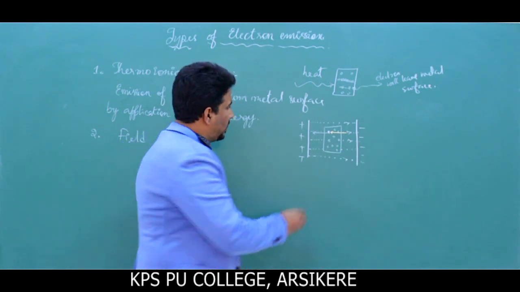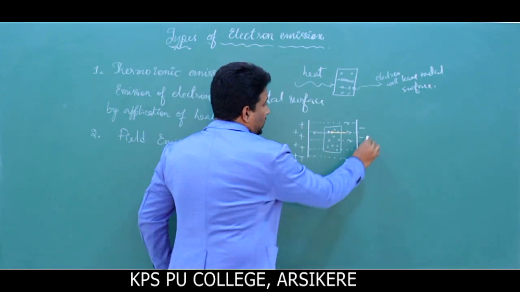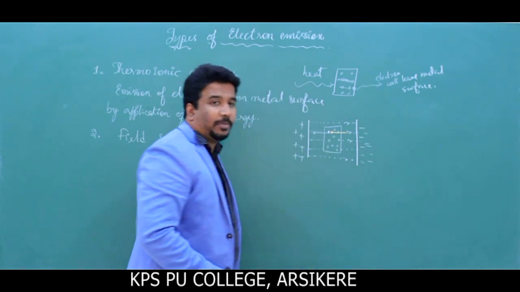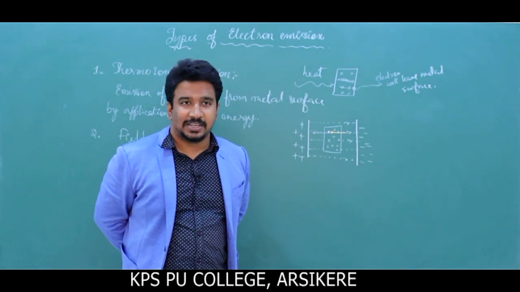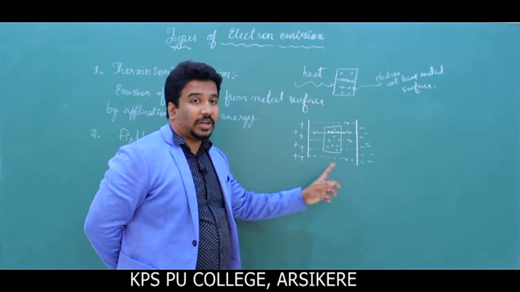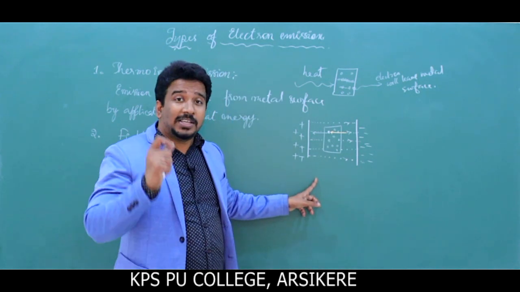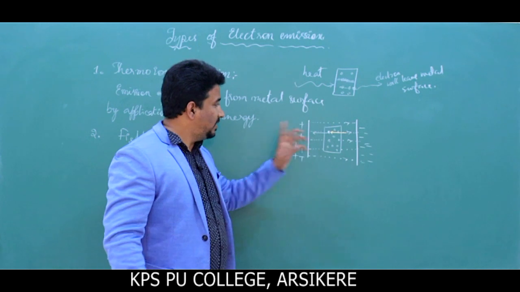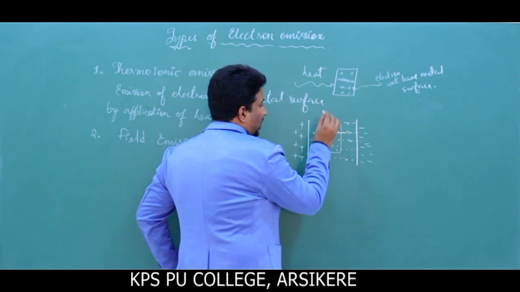So if we keep on increasing the positive charge here and the negative charge here, what will happen? The force and the charge will increase. That means when we increase the potential difference between the plates, the strength of the electric field increases and this electric field exerts a force on this electron.